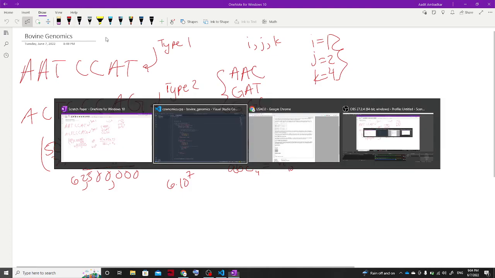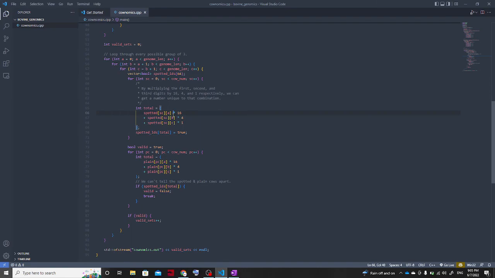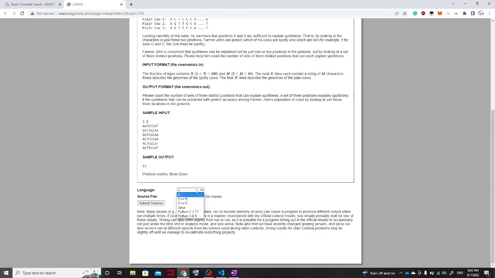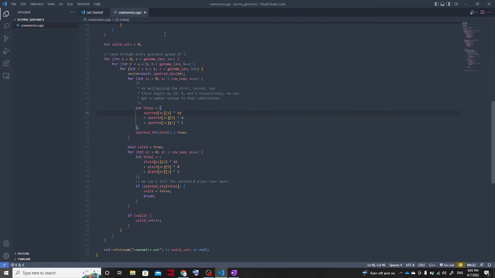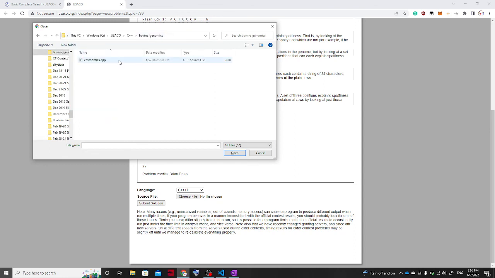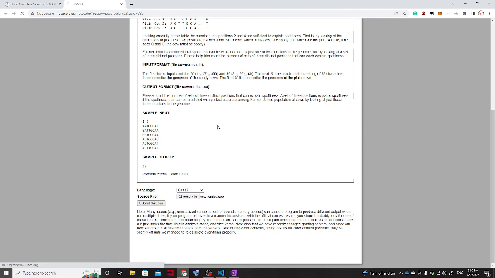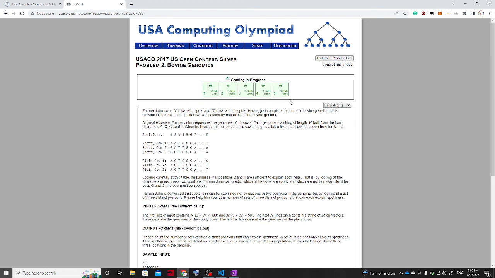And if you were to run this, you'd notice that it does really well. It goes under 2 seconds. Actually, I think this one has a very high constant time, so let me just upload the right folder. This is in Bovine Genomics. And submit. Yeah, this solution does much better.